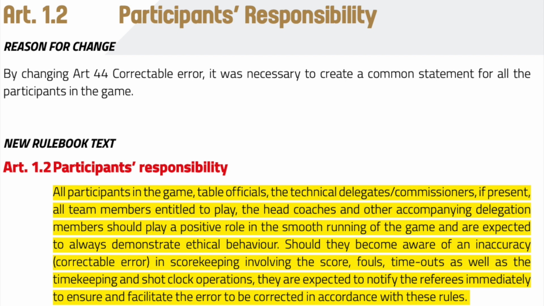With participants' responsibility, it was necessary to create a common statement for all the participants in the game. We touched upon this a little bit earlier. All the participants in this game, and it listed those, have to have a positive role in the smooth running of the game and are expected to always demonstrate ethical behavior. And if they're aware of inaccuracies in scorekeeping, timekeeping, or shot clock operations, they should notify the referees immediately to ensure and facilitate the errors to be corrected. So having this in there shows that they can come together. 2 coaches go, hey, that's wrong. There's a foul on the wrong player, and we both have it in our stats. Now it helps the referee, in case they may not know, to make that correction on the score sheet.